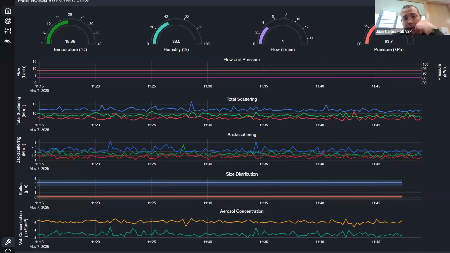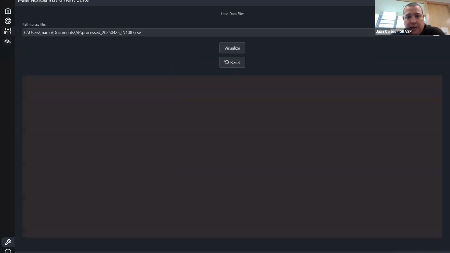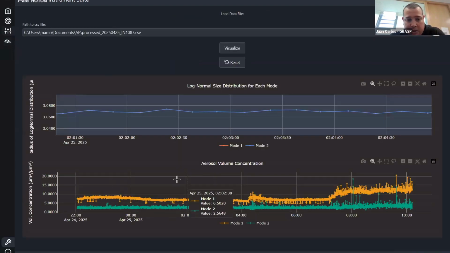We can process historical data too within the application. You can select any data that you have from the instrument in the past and process it with GRASP and obtain the results. For example, this is another day, this is April 24, and this is the result of the processing.